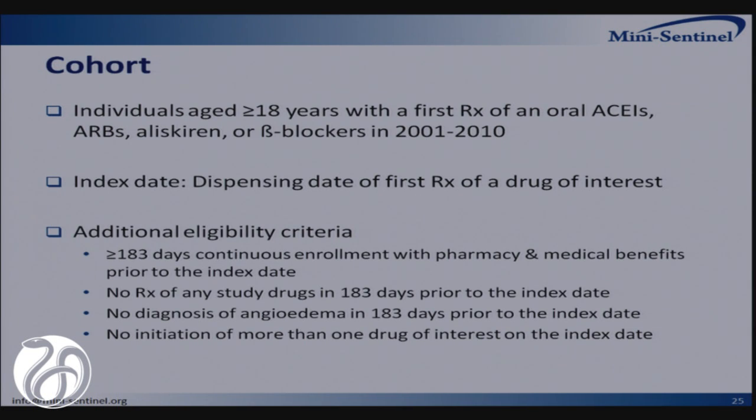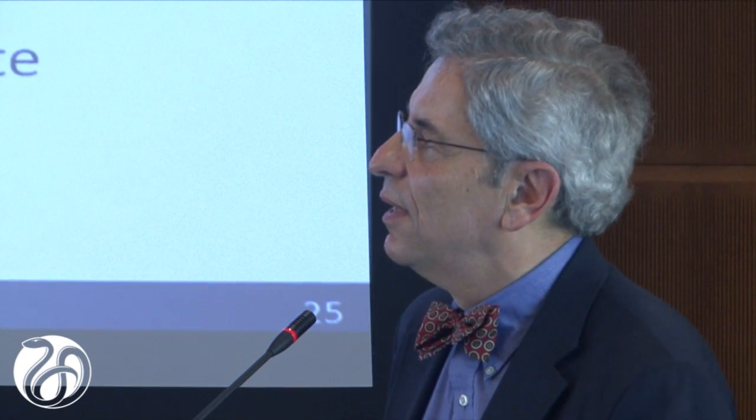We defined a cohort as individuals who were at least 18, who had a first treatment with one of the drugs in this class. If you've already been treated with another drug in the class, you're not eligible. The index date is the first dispensing, and the additional eligibility criteria are here, which is we have to know something about your history. We have to know that you haven't had angioedema in the past 6 months. We have to know that you haven't had any of these other drugs of interest. We have to know that you aren't getting 2 of these drugs, which means we have to be confident we know what your medical history's been for the past 6 months, which means we have to be confident we know essentially all the medically attended care you've received.